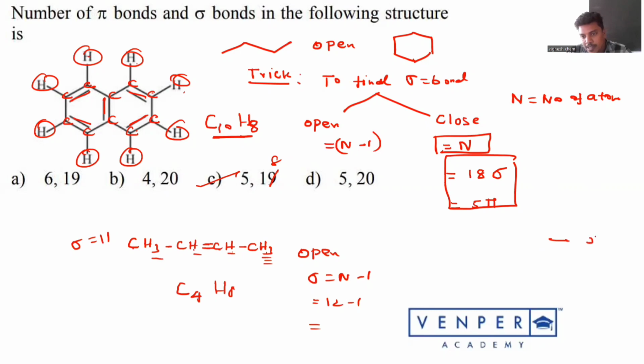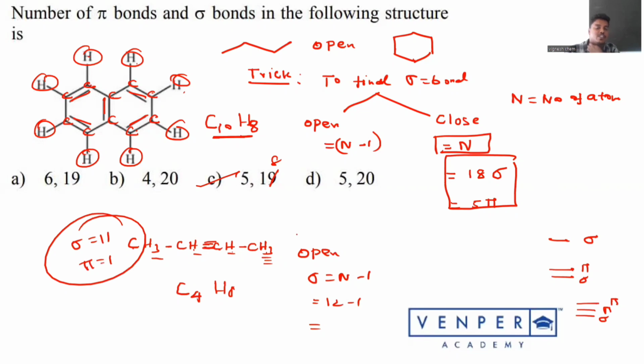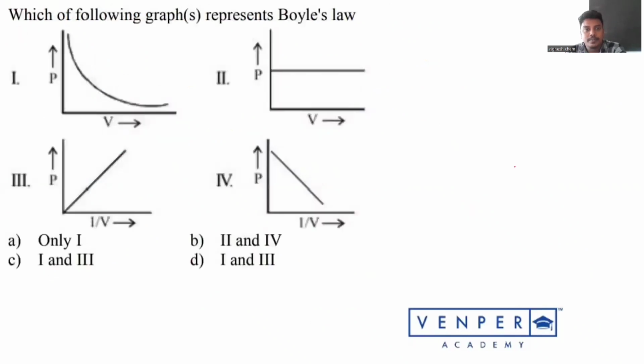Listen, we know a single bond is sigma, a double bond is sigma and pi, and a triple bond is sigma and 2 pi. Therefore, there is only a double bond, so 1 pi bond. Simple way: apply the concept for an open system, N minus 1, and for a closed system, the value is N. Okay, I'm going with the next question.